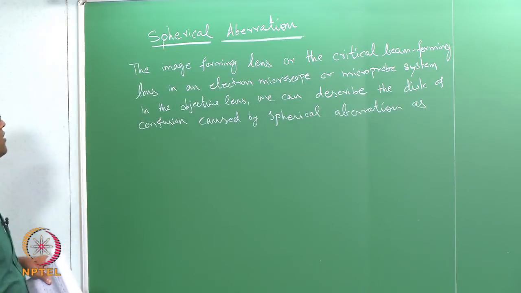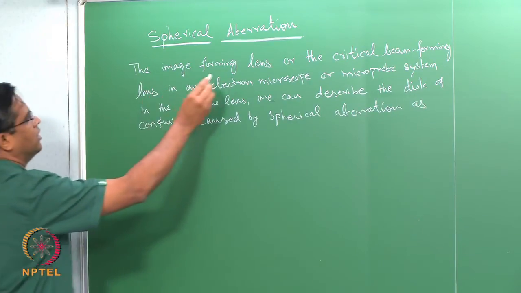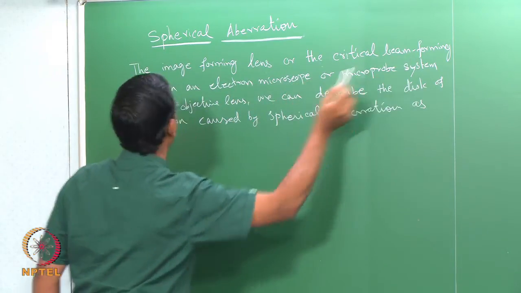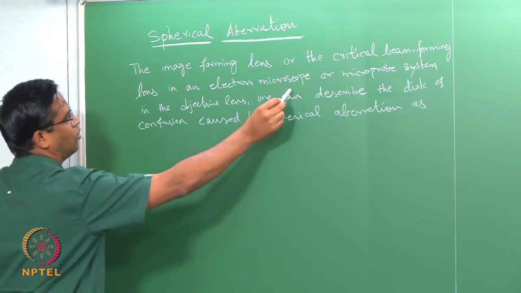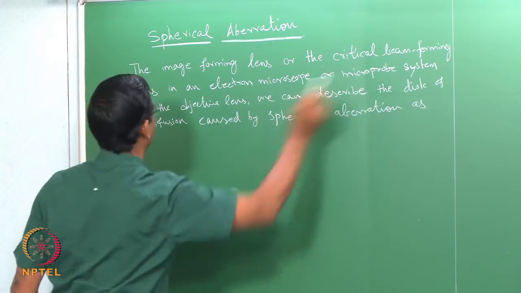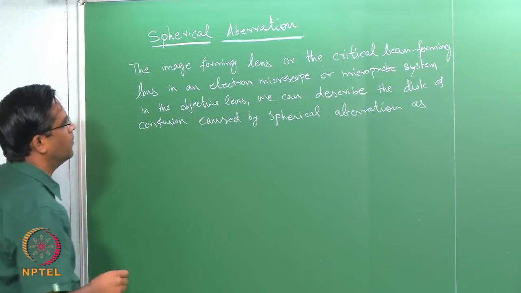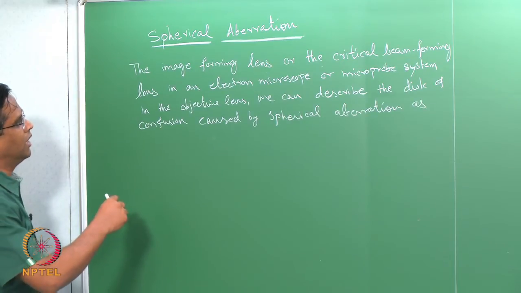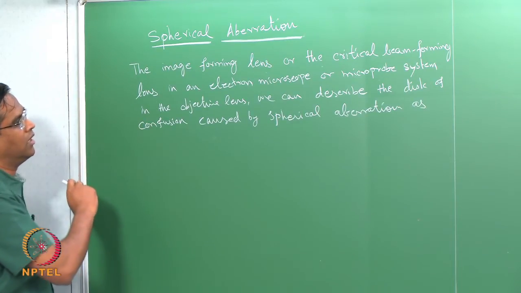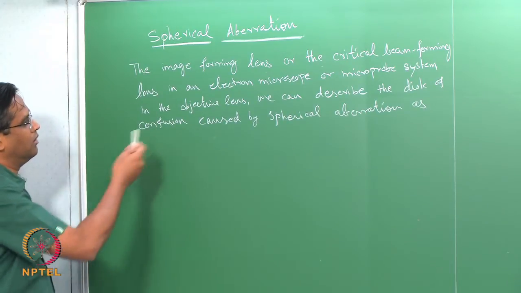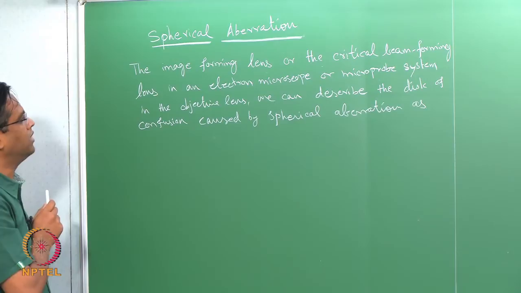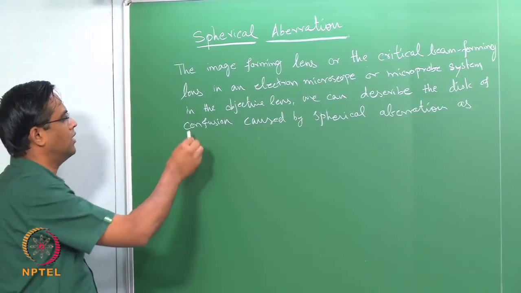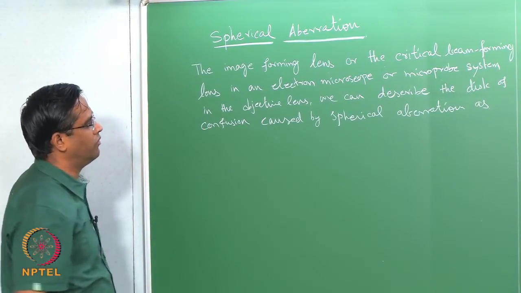So what I am trying to write here is that the image forming lens, or the critical beam forming lens, in an electron microscope or microprobe system is the objective lens. We always talk about the objective lens, whether it is an image forming lens in an electron microscope or the critical beam forming lens in an electron microprobe analyzer. We are always concerned about the aberrations of the objective lens.